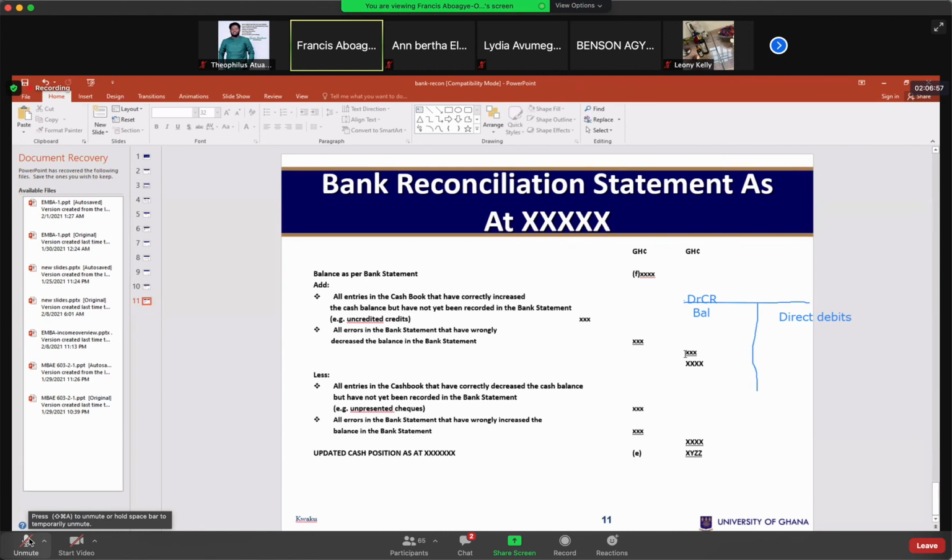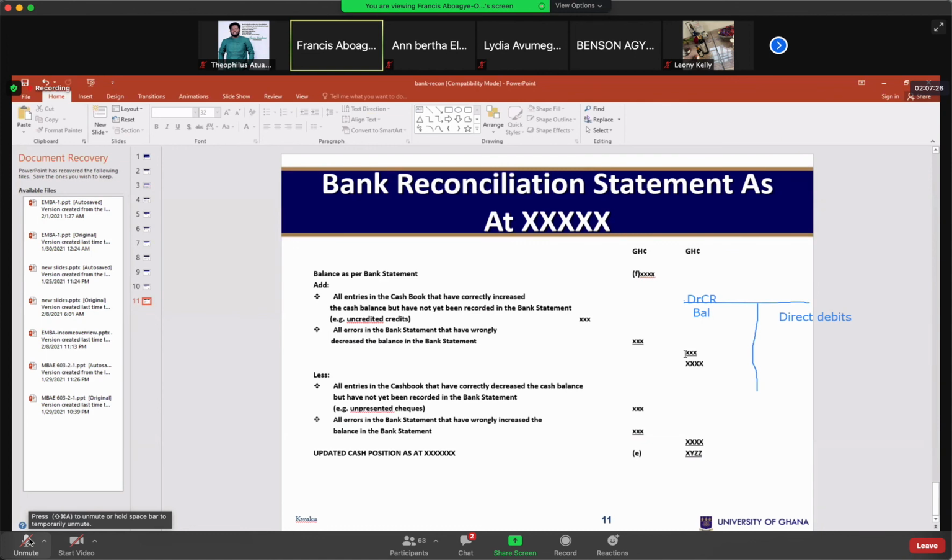Then we have deducted unpresented checks, because we drew the checks and gave them out to our clients or customers. But the bank has not done that deduction. So if we want to agree the two positions, the bank must also deduct. And that's why we are taking out the unpresented checks. If we do that, then the two balances will agree.